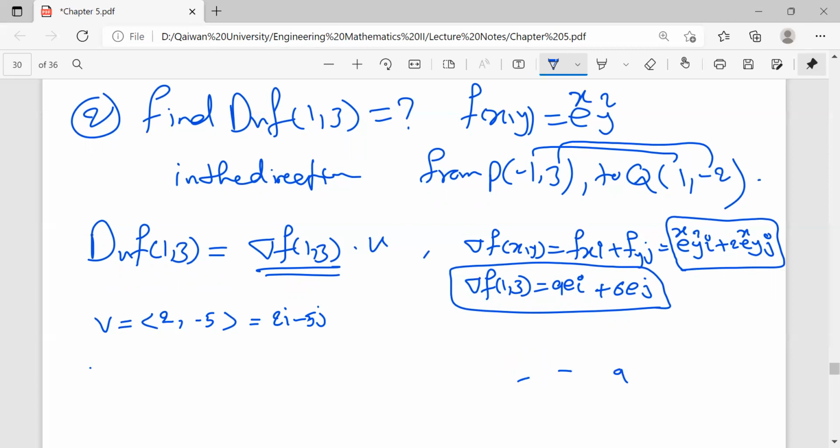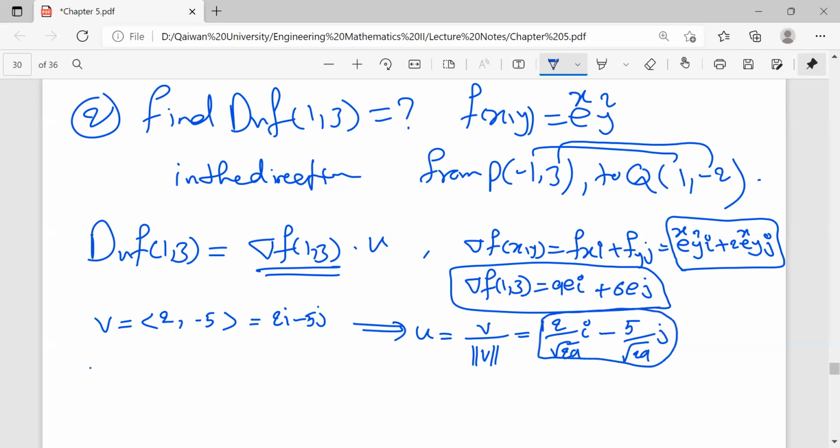Now we should find the unit vector. We say u equals v over magnitude of v, and the magnitude of v is square root of 29. We get 2 over square root of 29 i minus 5 over square root of 29 j. This is the unit vector. So we already found the gradient vector, and now we have the unit vector. We just find the dot product of these two, and we get the directional derivative.